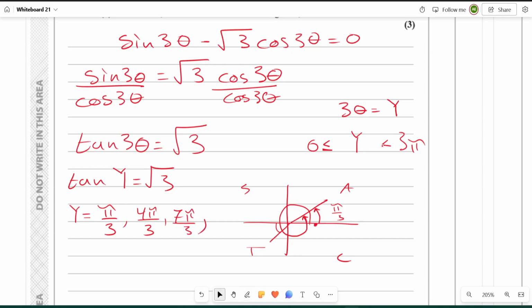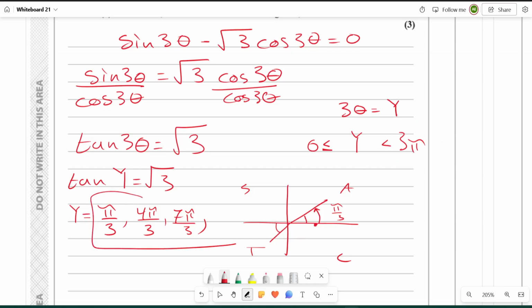And then 7 over 3 is still lower than 3 pi, so I'm still in the range. However, if I'm going to go to the next one, let's say the fourth answer, so I'm going to move a full 2 pi. This answer I already got, so I need to move another pi, so that's 3 pi now and a bit extra. So now I'm definitely outside of my range.